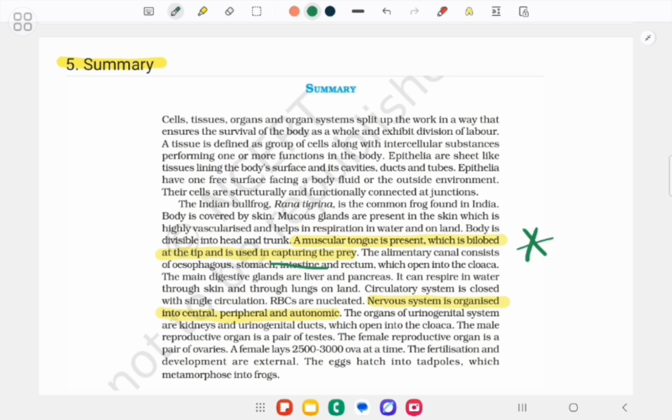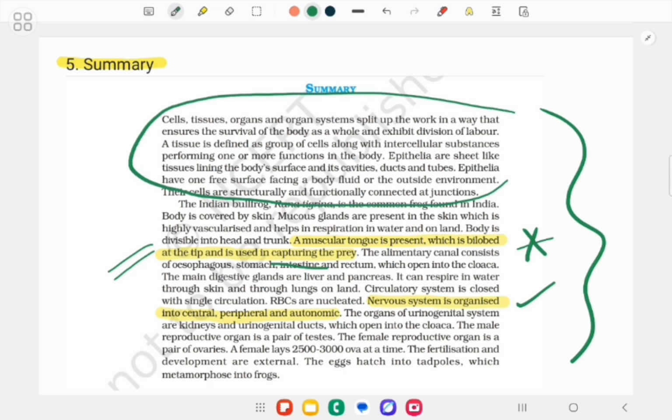For example, you can see a muscular tongue is present, which is bilobed at the tip and is used in capturing the prey. This part is not in the main content. Maybe they have given a little idea, but the overall idea of that part is given in the summary itself, and you can get full clarity about what that thing is. For example, the nervous system is organized into central, peripheral and autonomic. So what are the types of neural system in frog?